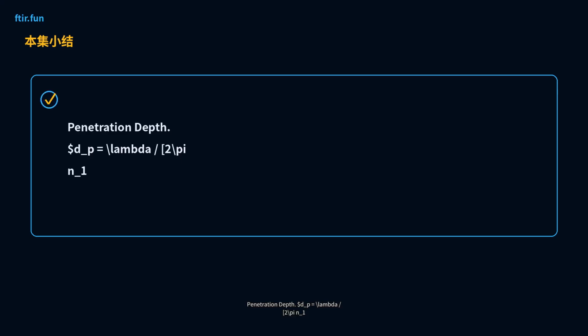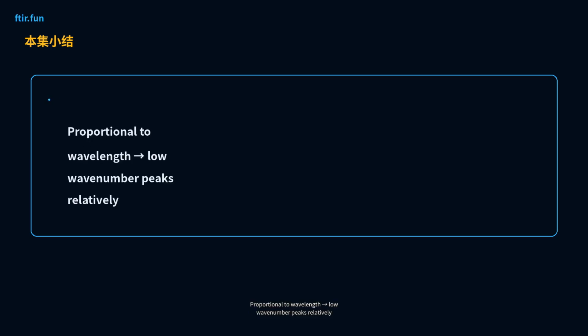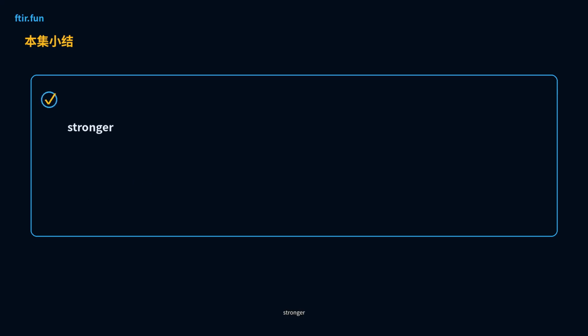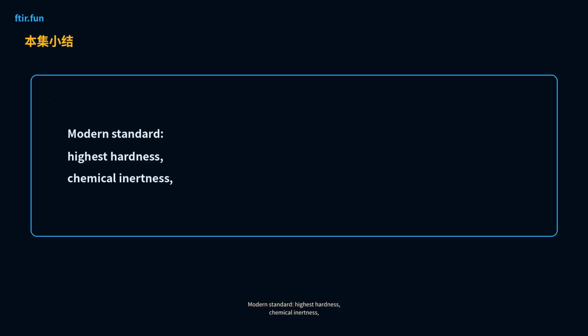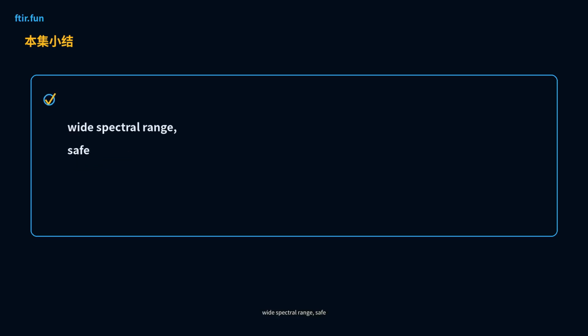Penetration depth: dp equals lambda over 2 pi n1 times the square root of sin squared theta minus n2 over n1 squared. Penetration depth characteristics: proportional to wavelength. Low wave number peaks relatively stronger. Diamond ATR: modern standard. Highest hardness. Chemical inertness. Wide spectral range.